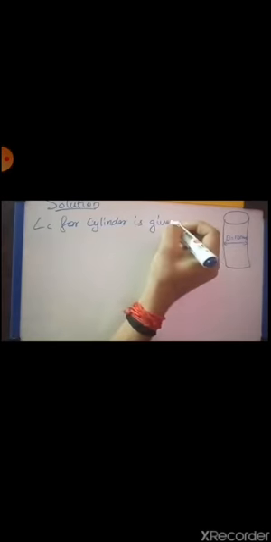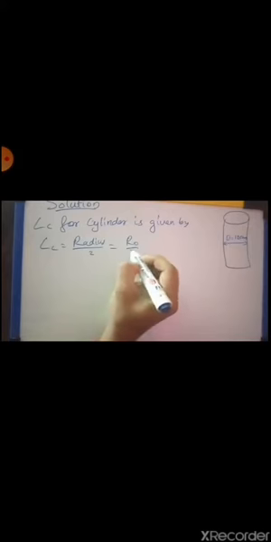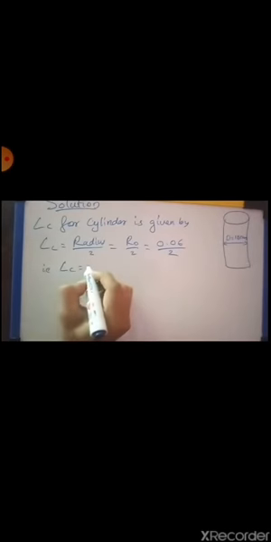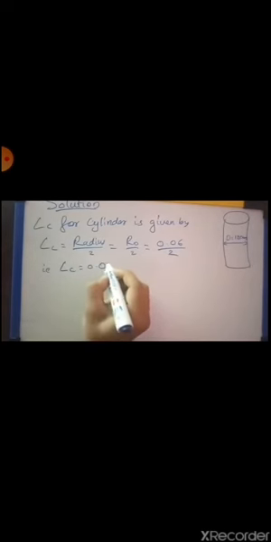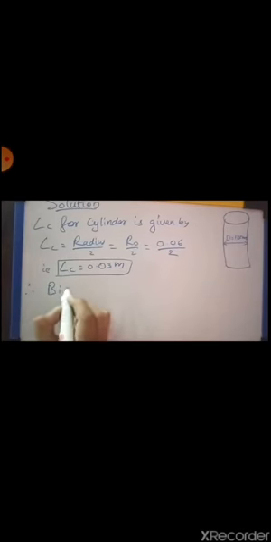First of all, we have to find out the Lc, the characteristic length. Lc for a cylinder is given by the equation Lc is equal to radius divided by 2, that is, here the radius is R0 divided by 2. R0 is 0.06 divided by 2. That is, we get Lc is equal to 0.03 meter.